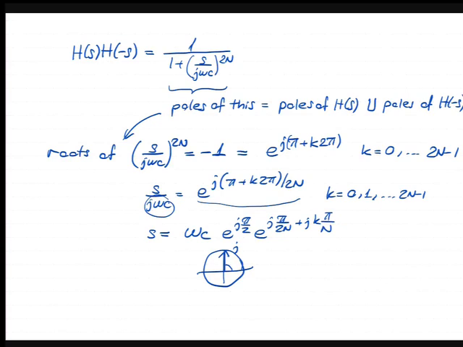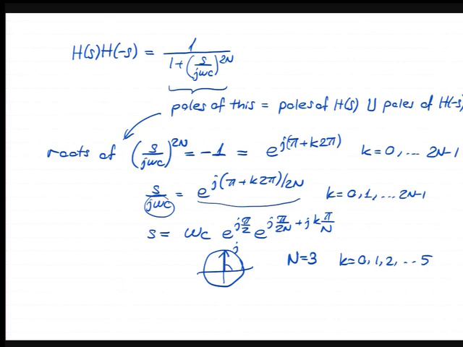Okay, let's do an example. Let's take n equal to 3. That means we are looking for k equal to 0, 1, 2, up to 5. So we have 6 poles altogether, right? So what are they? For k equal to 0, what do you see?